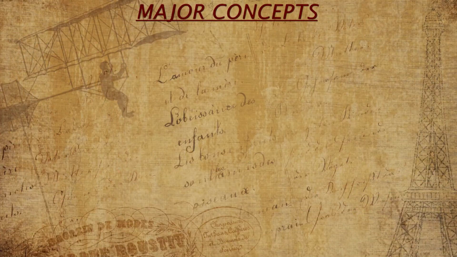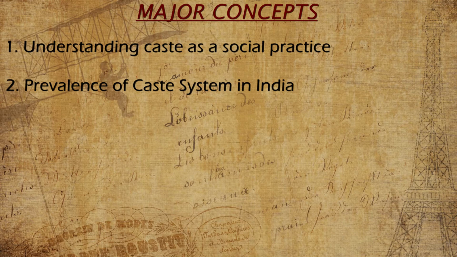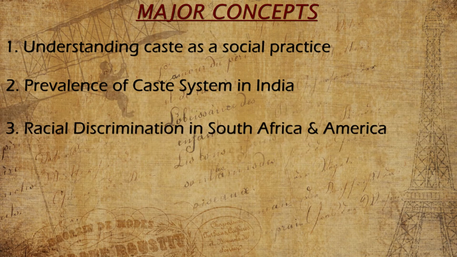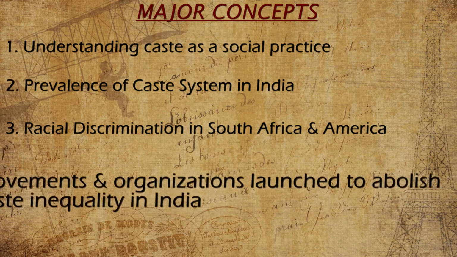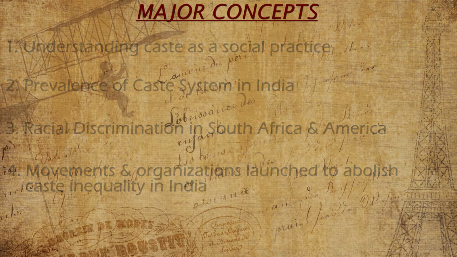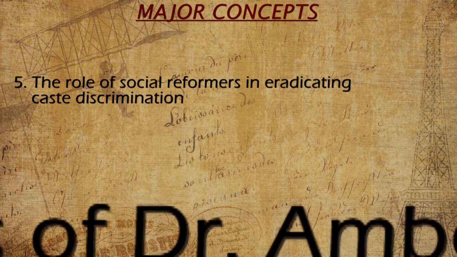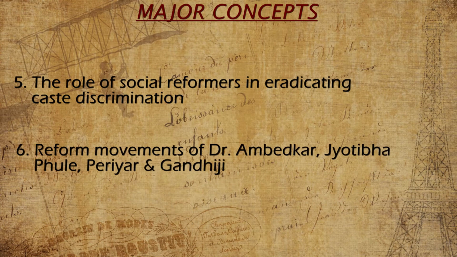The major objectives of today's lesson are understanding caste as a social practice, prevalence of caste system in India, racial discrimination in South Africa and America, movements and organizations launched to abolish caste inequality in India, the role of social reformers in eradicating caste discrimination, reform movements of Dr. Ambedkar, Jyotiba Phule, Periyar and Gandhiji.